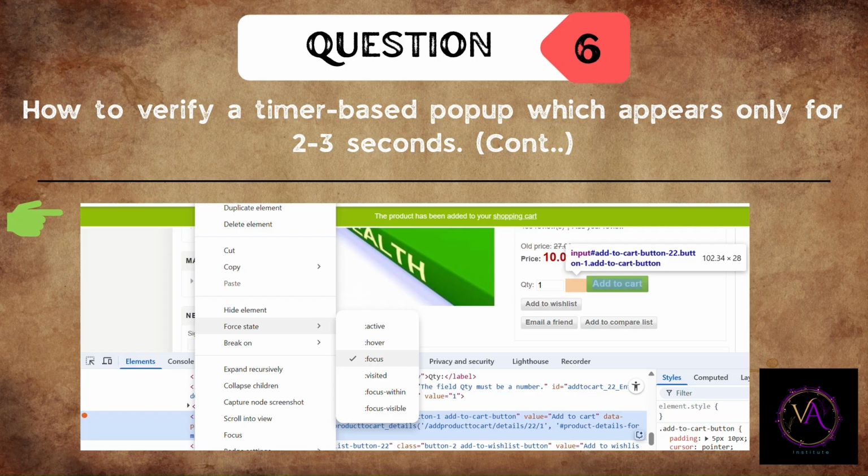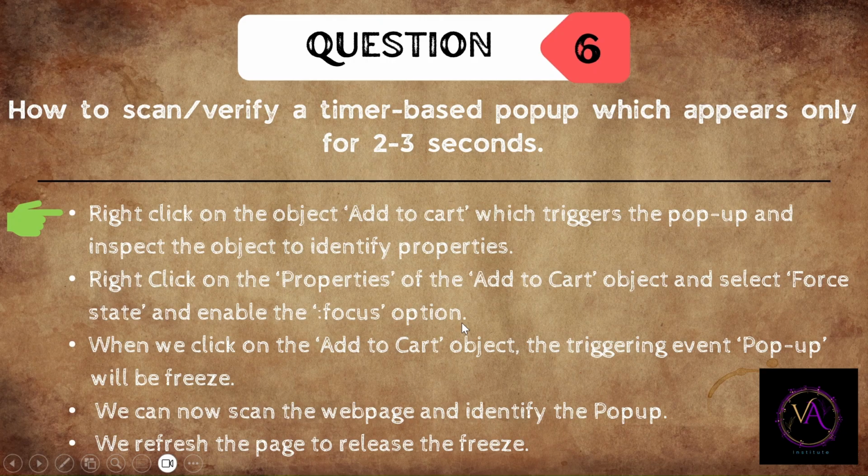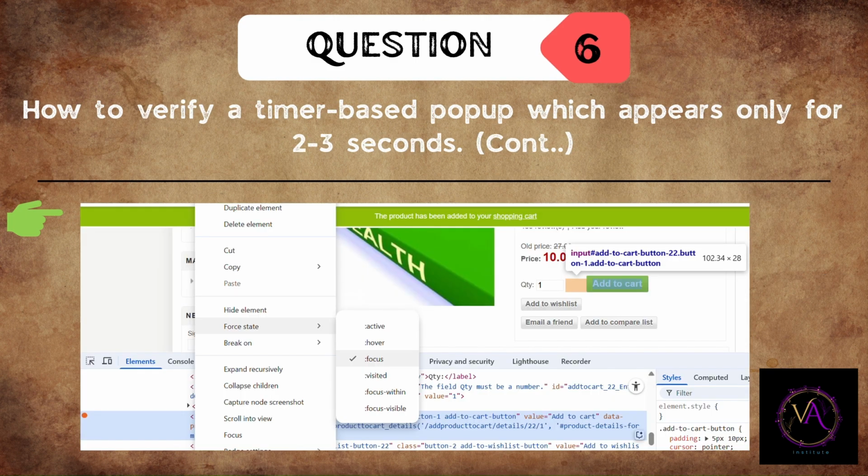So how do we use it? We can simply take that module and go to the test case. Right after the add to cart object, I put that module and verify if this pop-up is appearing or not. The test case will be successful. But how do I release this lock? Simply refresh this. It will be gone. We just refresh the page to release the freeze. Now this is such a beautiful option.